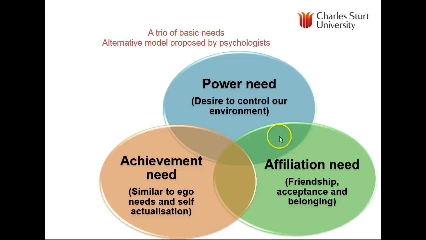And of course, brands can be linked to these. So a power need, a desire to control our environment, that could be a type of a new Apple iPhone. An achievement need, well, that could be buying a BMW. An affiliation need, that could be drinking a particular type of alcoholic beverage on a lovely island somewhere and being accepted by your friends. So brands and products can be quite easily linked to various types of approaches.